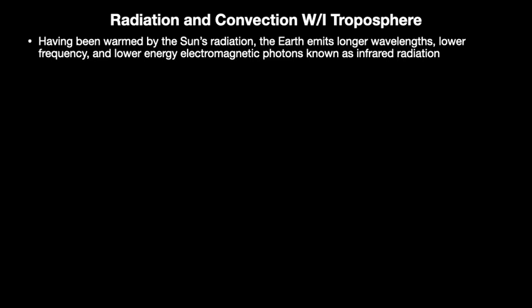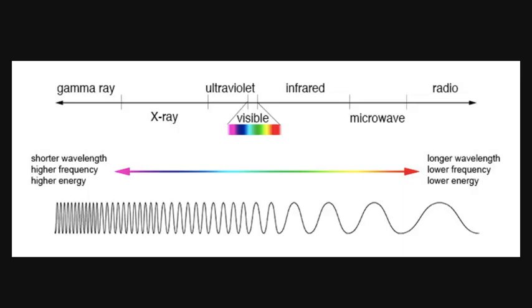Let's talk a little bit about radiation and convection within the troposphere. Having been warmed by the sun's radiation, the Earth emits longer wavelengths, lower frequency and lower energy electromagnetic photons known as infrared radiation. Here's a diagram showing the spectrum of electromagnetic radiation waves, and notice as we move to the left we have shorter wavelengths. They're tighter, closer and closer together, higher frequency, higher energy. And if we go up here to the top, we see that those at the far left are gamma rays, which we cannot see, X-rays, which we cannot see, ultraviolet light, which we cannot see.